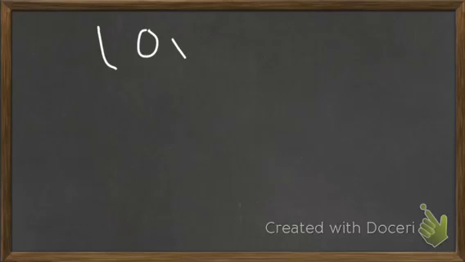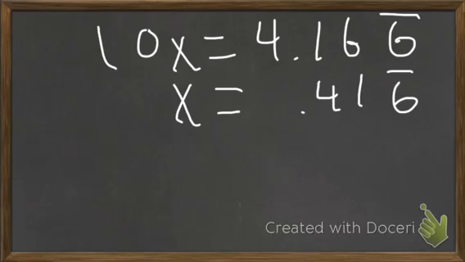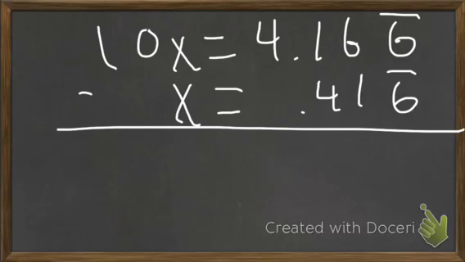So I have 10x equals 4.166 repeating. I put that extra 6 in there for our subtraction problem here. So let's line up my x. We know x equals my 0.416 repeating. Notice why I wrote that extra 6. So now my 6 repeating will cancel out.